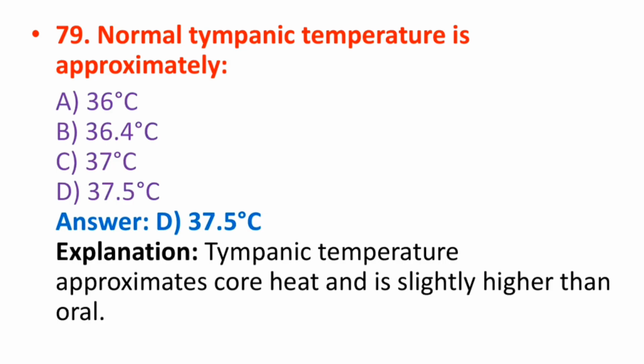Normal tympanic temperature is approximately option A, 36 degrees Celsius, option B, 36.4 degrees Celsius, option C, 37 degrees Celsius, option D, 37.5 degrees Celsius. The correct answer is option D, 37.5 degrees Celsius. Tympanic temperature approximates core heat and is slightly higher than oral.